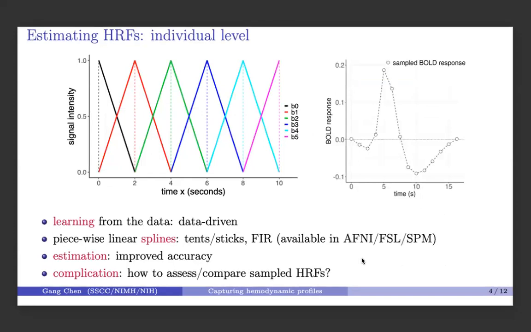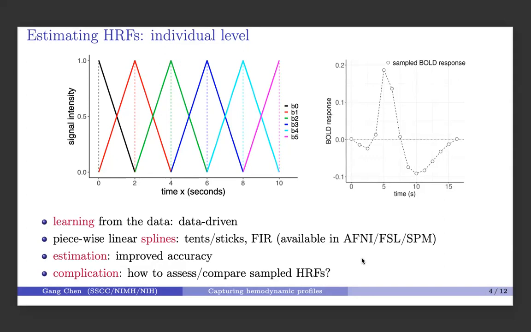Across all the major software packages, we already know that at the individual level, that approach is available. There are different names. People call it TENT, sticks, or finite impulse response. Basically, we put in multiple sticks or tents across some duration. Then we measure the hemodynamic response at those time points. In the end, we get something like the right-hand side: those sampled data for the hemodynamic response. So this approach is available. Why are people not using this approach?